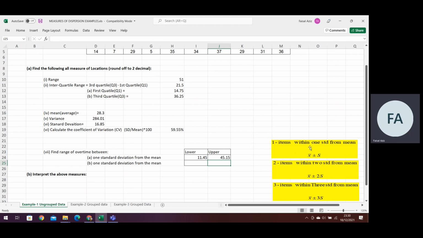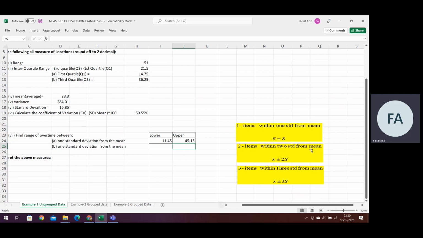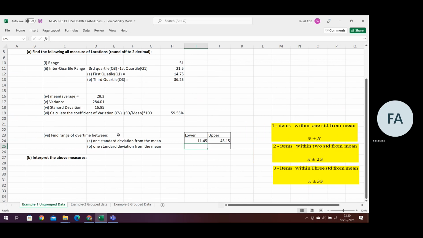So the first, items within one standard deviation, is between 11 and 45. Okay, so this is the lower and upper. Similarly, we need to calculate items within two standard deviations. So here it comes, for two standard deviations, equal sign mean minus, I'll write 2 and then multiply by the standard deviation, because it is two standard deviations, so therefore I'm doing it like this.